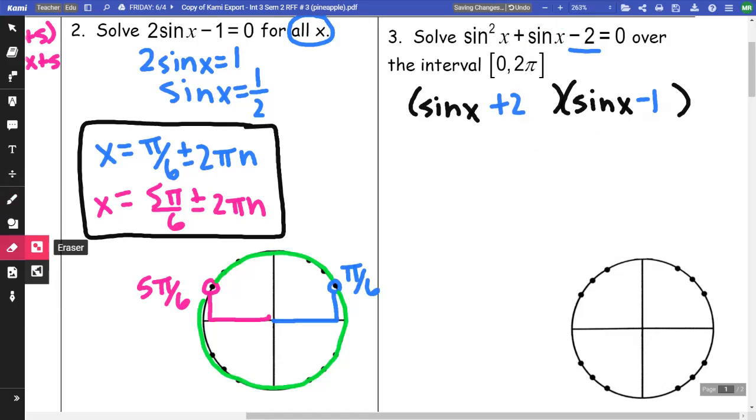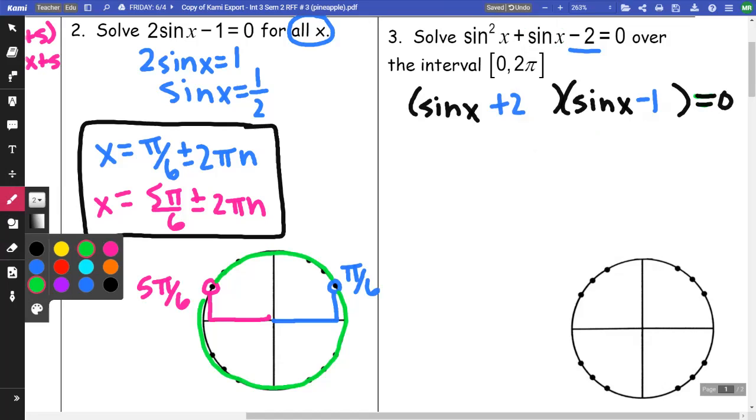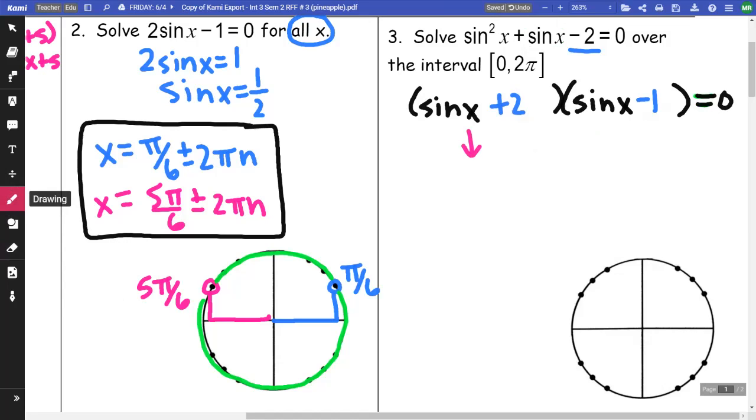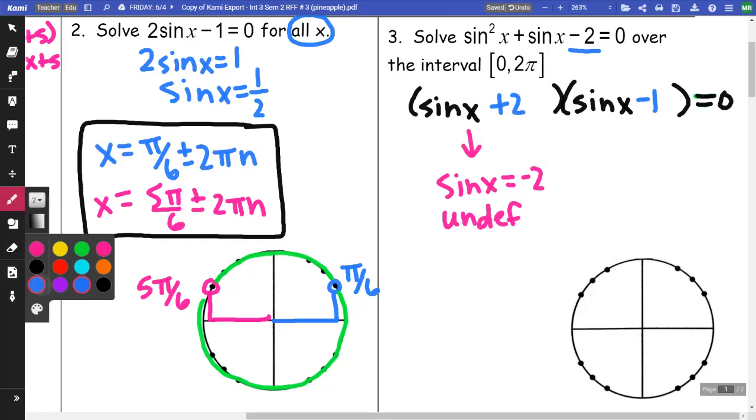So this is going to equal 0. And so I'm going to get two different situations here. This first one would be sine x is equal to negative 2. And that's impossible. That's undefined, because sine is between 1 and negative 1. If you think about the unit circle, the maximum it'll be is 1, the minimum is negative 1. So that's not going to give me an answer.